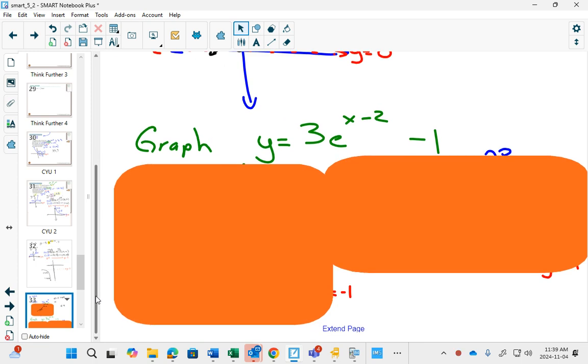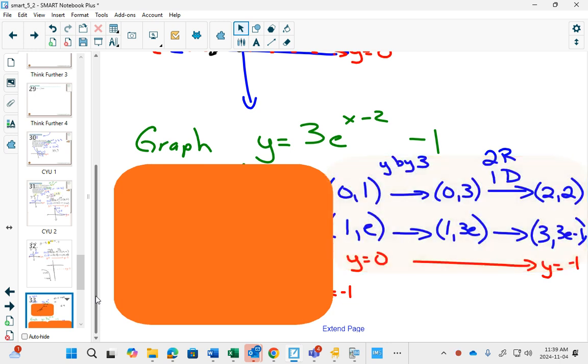So you could graph y equals 3 e to the x minus 2, minus 1. How would you do that? You would set up the points on your e graph. The 3 is y by 3, the 2 is 2 right, the minus 1 is 1 down. That's kind of fun.